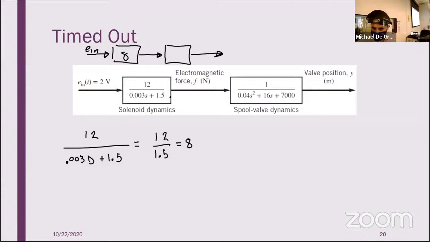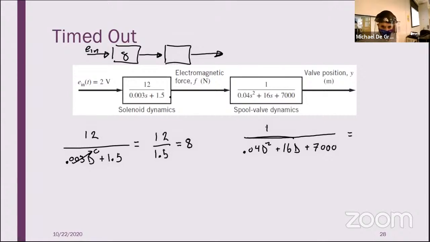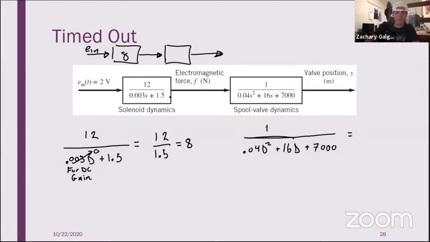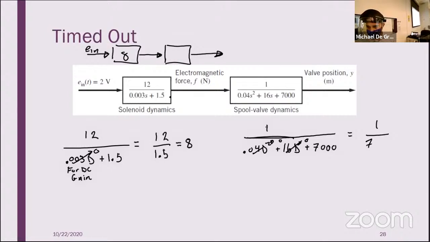So what's the DC gain of my spool valve? What's my DC gain here? Would it just be 1/7,000? Exactly. Which is a giant gain, right? 1.43 times 10 to the minus 4. Obviously, without having to use a calculator or write it down in my notes.